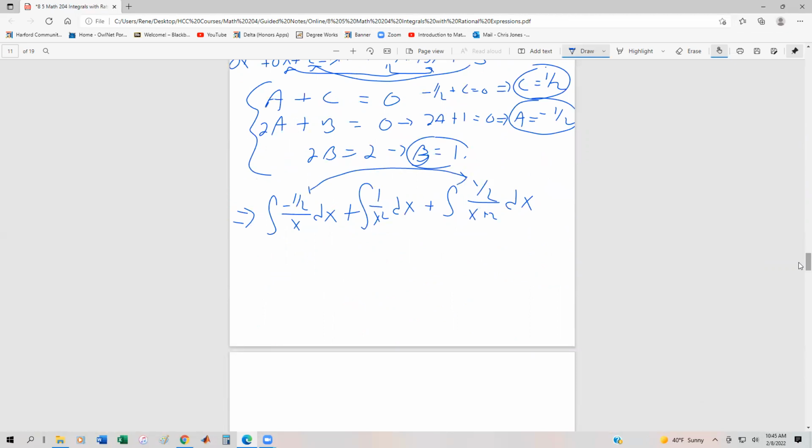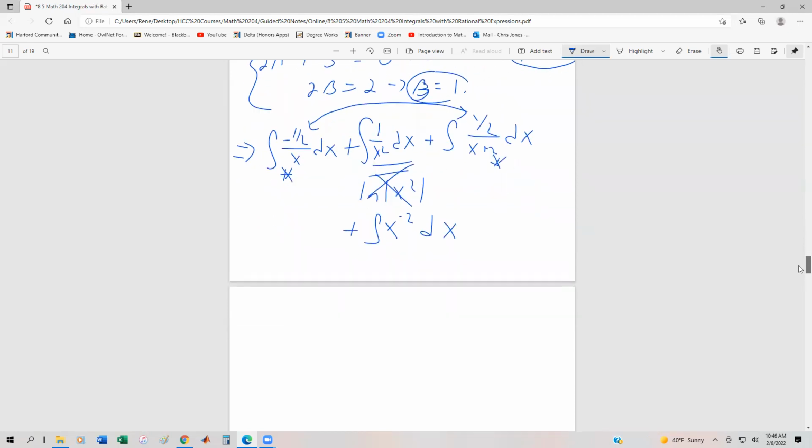These two are ready, but this one, a lot of students or a lot of folks will do that, but that's not true. You can't do that because it is a quadratic. You can only apply the natural log rule if you have a linear. So what we're going to do for this integral, and I'm not going to worry about this one nor this one yet, is I'm going to write this as x to the -2 dx. And now I'm going to integrate all three of the terms.